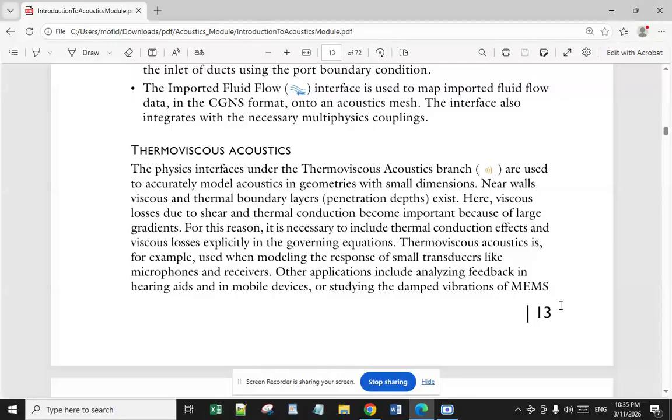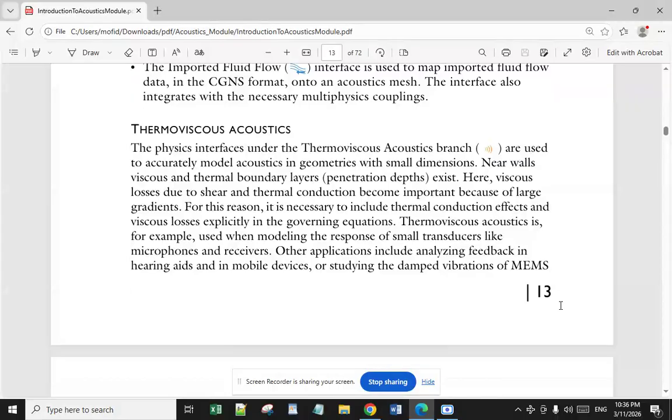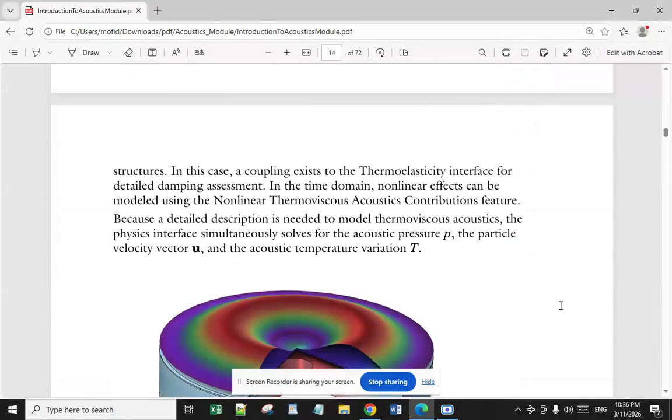Thermoviscous acoustics is, for example, used when modeling the response of small transducers like microphones and receivers. Other applications include analyzing feedback in hearing aids and in mobile devices, or studying the damped vibrations of MEMS structures. In this case, a coupling exists to the thermoelasticity interface for detailed damping assessment. In the time domain, nonlinear effects can be modeled using the nonlinear thermoviscous acoustics contributions feature.